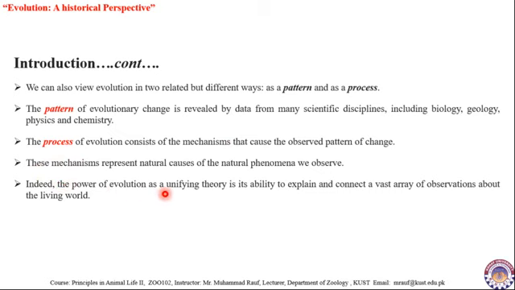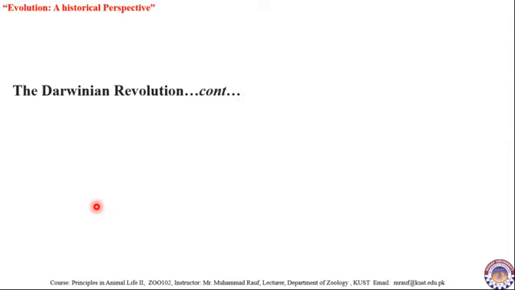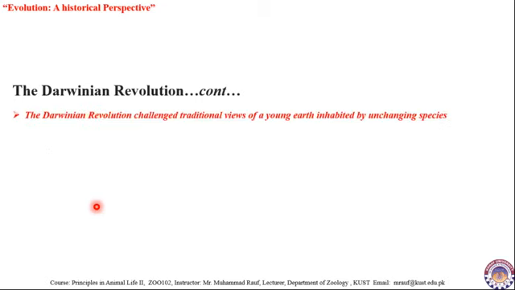Indeed, the power of evolution as a unifying theory is its ability to explain and connect a vast array of observations about the living world. So the theory of evolution is one of the biggest contributions in biology, and it explains the similarities which exist amongst the organisms and the differences which exist amongst the individuals. The Darwinian revolution challenged traditional views of a young Earth inhabited by unchanging species.